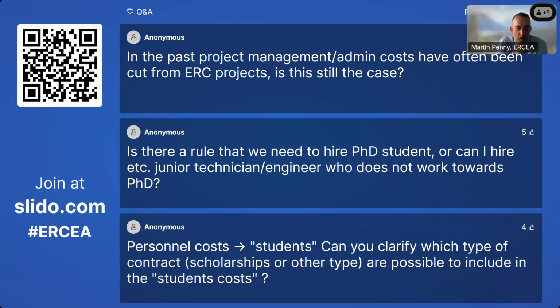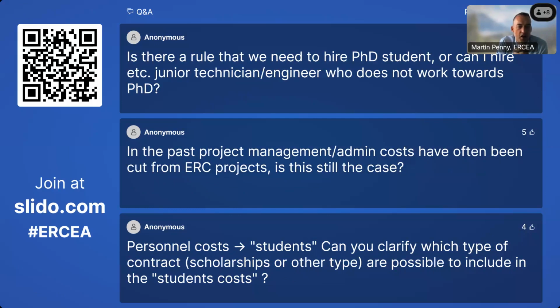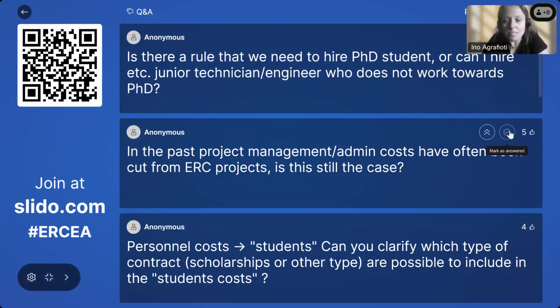Thank you very much, Nicole. Maybe I can come to you because it's relating to practice in panels. In the past, project or management or admin costs have been cut from ERC projects. Is this still the case? We tell the panels that these costs are completely eligible, that it's up to the PI how they're going to do their budget. It is true that sometimes panels do not really like them, but they are eligible.